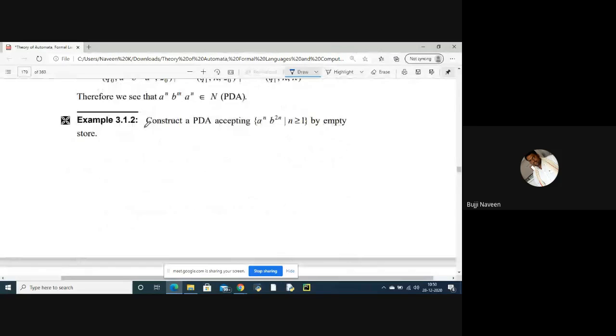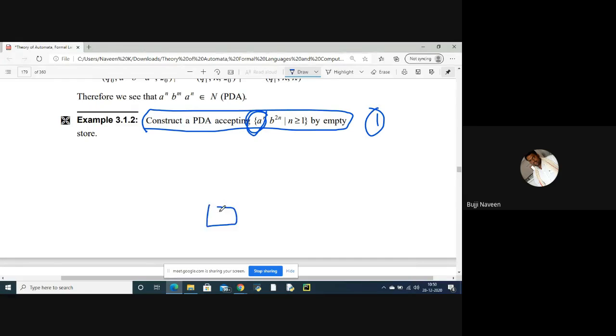So here also, construct a PDA accepting a^n b^2n where n is greater than or equal to 1. Here we have a condition on A and B. Here we have only one condition, so it is sufficient to use a single-stack push-down automata. But here we need to push two A's for every single input A.